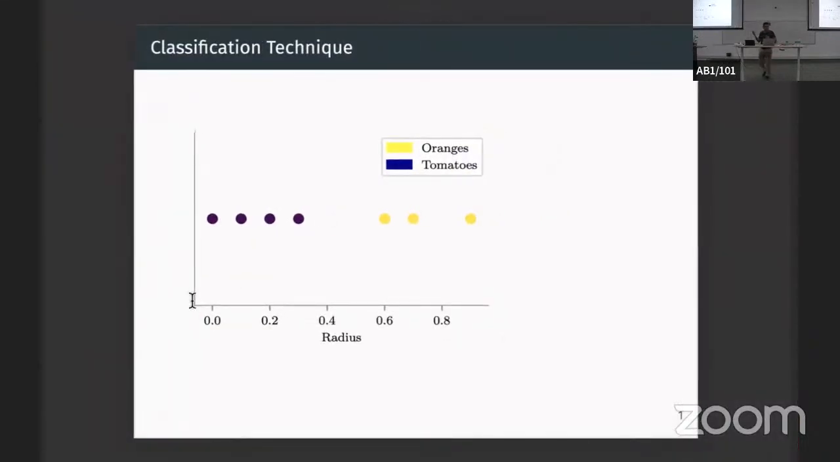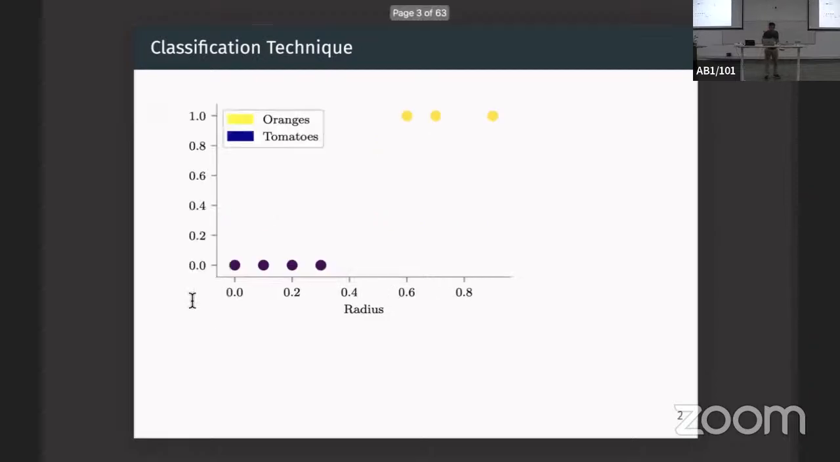Logistic regression is a classification problem. As Ashish also mentioned, the name is a misnomer. It's a classification problem, not a regression problem. Let's say you want to classify between oranges and tomatoes. Here it seems very obvious. You can see that if the radius of that particular fruit or vegetable is greater than a certain unit, it's an orange, otherwise it's a tomato. So don't think about the physical interpretation of this, it's just some fake data.